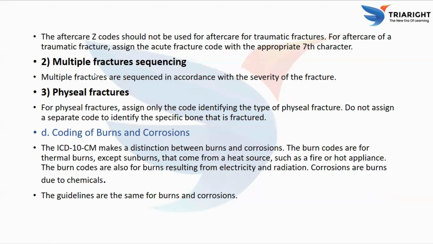Aftercare Z codes and traumatic fractures. Z codes for aftercare, that is Z47 or Z48, should not be used for aftercare of traumatic fractures. What is the correct approach to assigning the codes? You have to continue to use the acute fracture code, that is an S code. You change only the 7th character to reflect the stage of care: D for subsequent encounter, G for delayed healing, K for non-union and P for malunion.